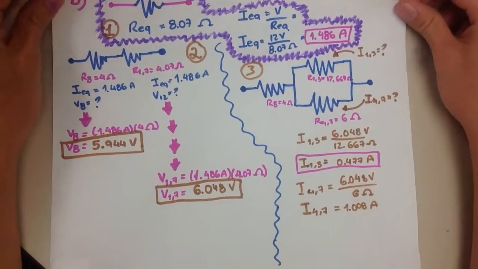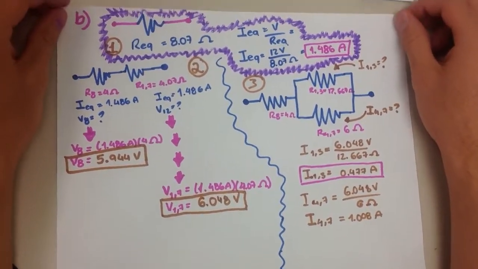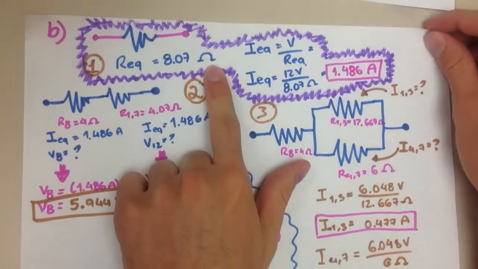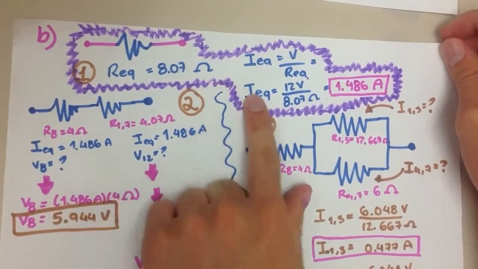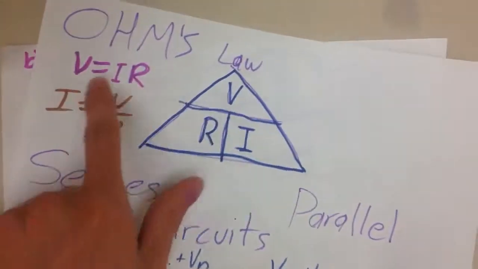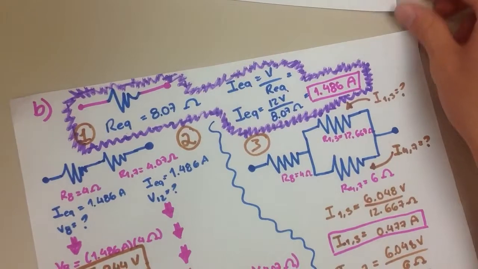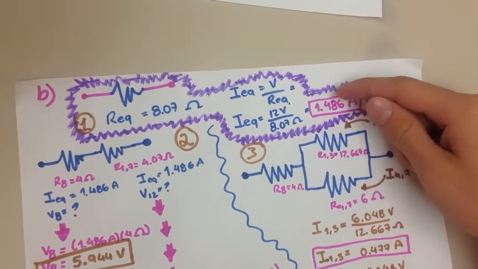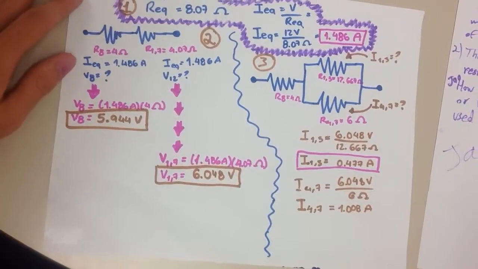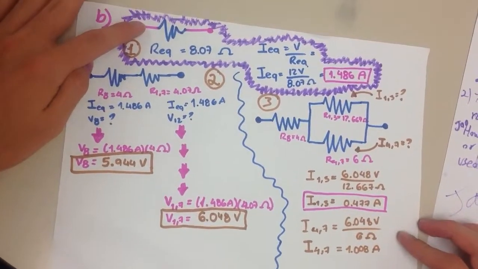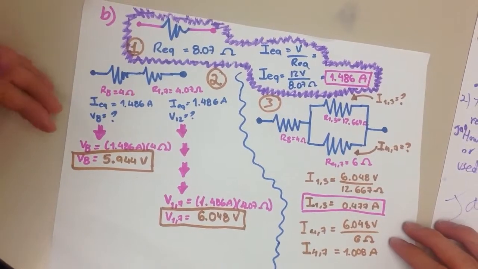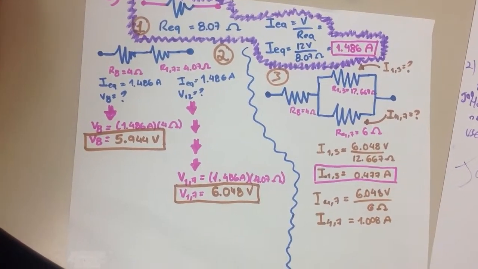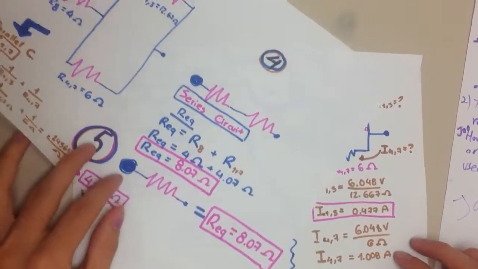We must follow the next steps. First, find the equivalent resistance, which is 8.07 ohms, and applying Ohm's law, we can obtain the equivalent current of the whole circuit, which is 1.486 amperes. Then we separate the equivalent resistance into more resistances. How do we know if it is separated into series circuits or parallel circuits? Well, it depends on the procedure used to obtain the equivalent resistance.